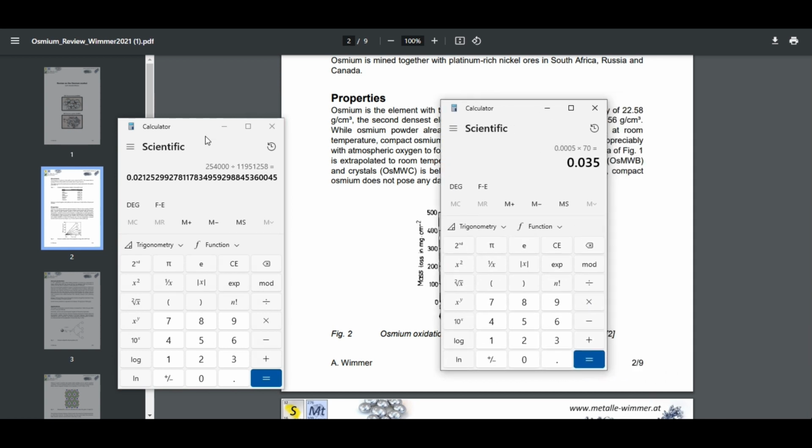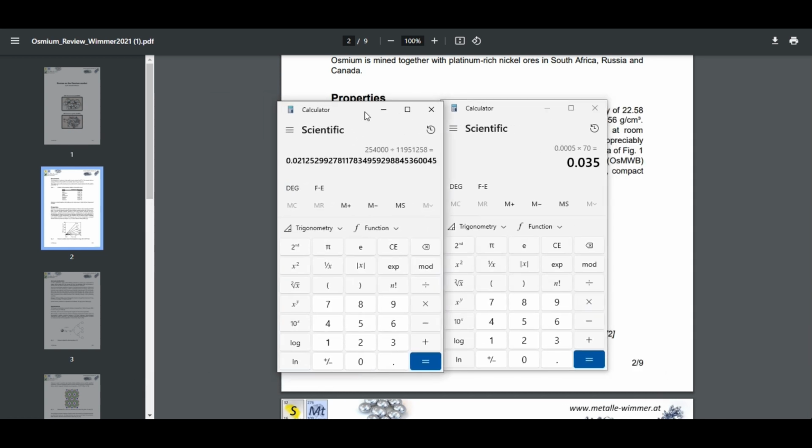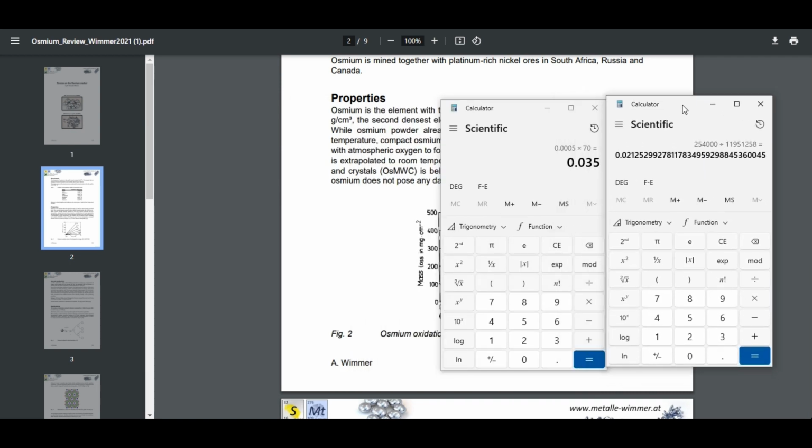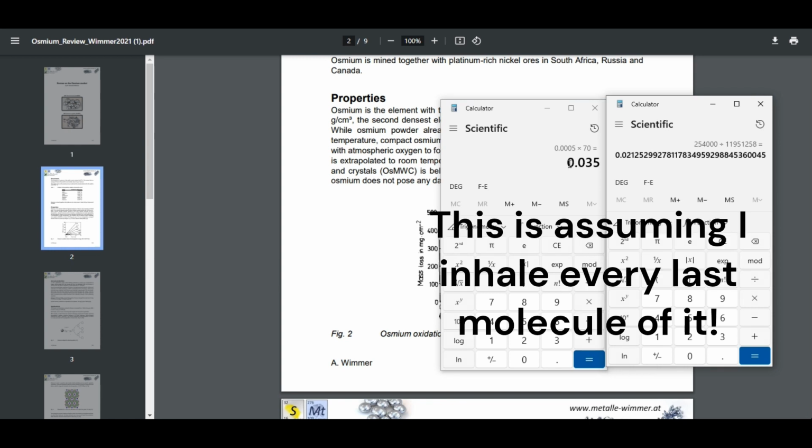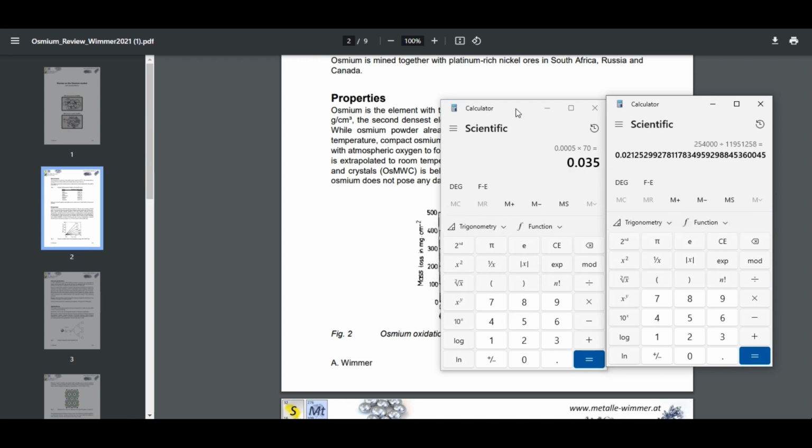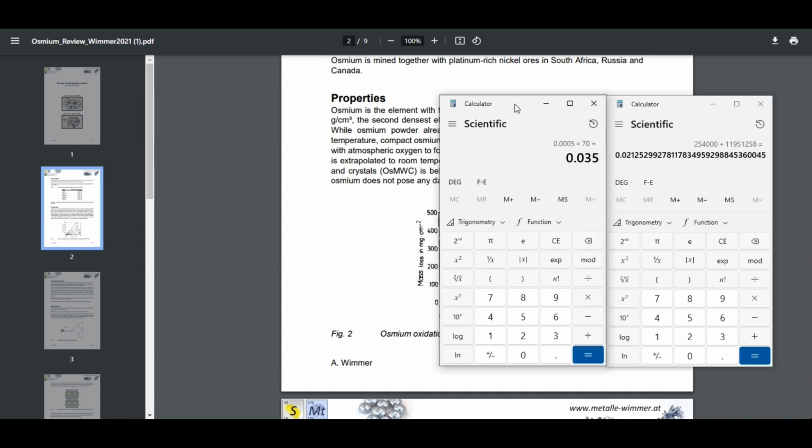I want you to take a look at these two figures here. Okay, this is the odor threshold. This is how much osmium tetroxide I can reasonably expect to accumulate over the course of the remainder of my life, if I live to be that old. It's really not a lot more than the odor threshold, but that's over the course of the rest of my life, okay? That is an extremely tiny amount.